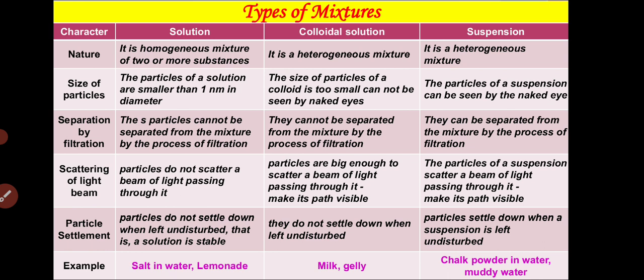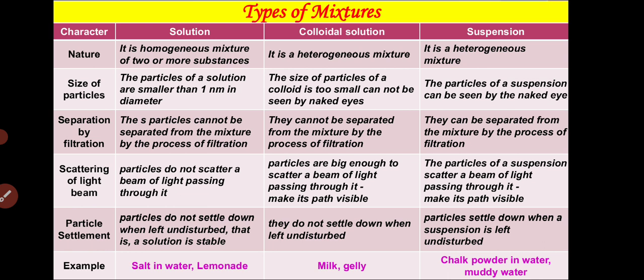So how is this possible? Because the solution has such small particles that they cannot reflect the light and the path of light cannot be seen. While in colloidal solution and suspension, the particles are slightly bigger than those of solution, and that's why they can reflect the light, and thus the path of light is visible to us.